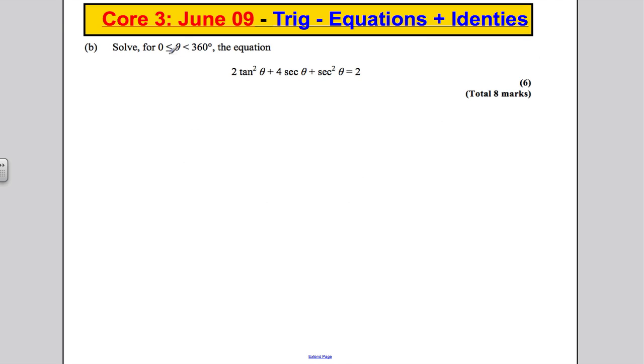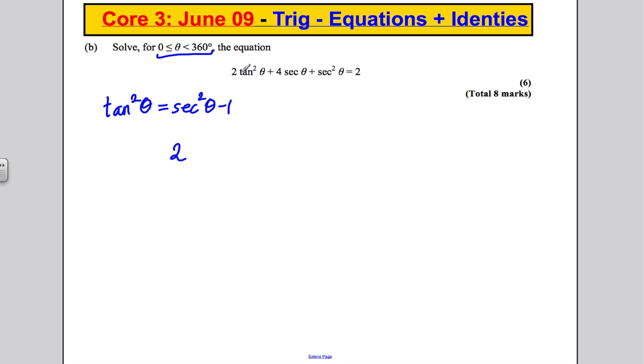Part B, solve for theta between 0 and 360 the following equation. Now, you've got to think to yourself, why did I do part A? Part A told me that tan squared is sec squared take away 1. So from part A, I know that tan squared theta is sec squared theta, subtract 1. Now this equation here has tan squareds, secs and sec squareds. In order to be able to solve it, it would be best if everything was in terms of sec squared and sec theta.